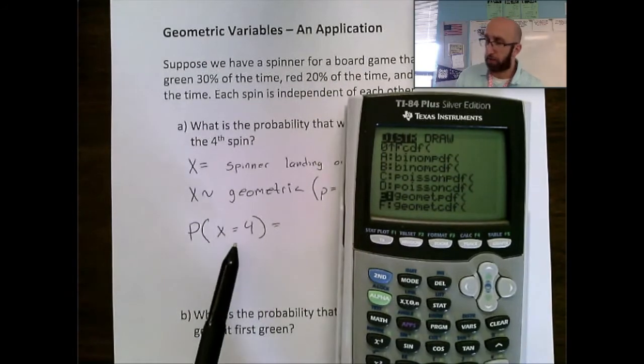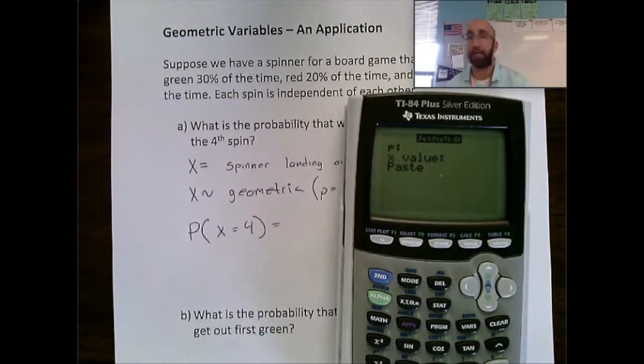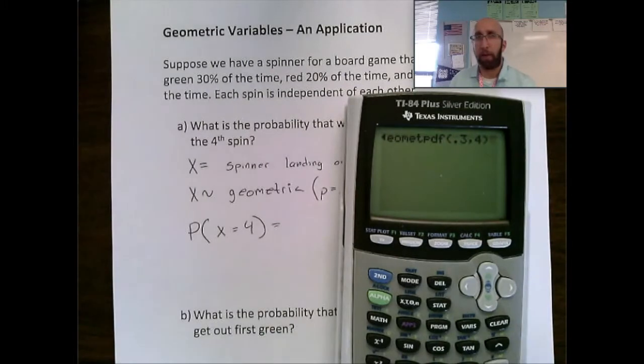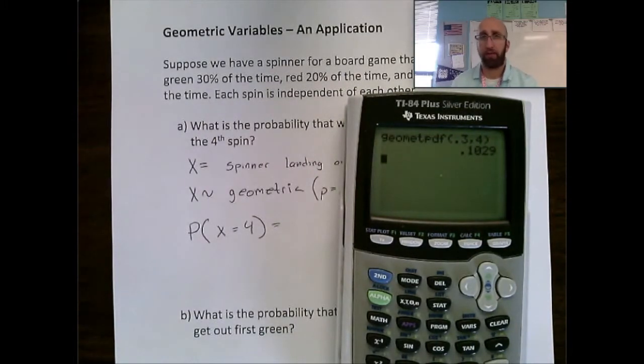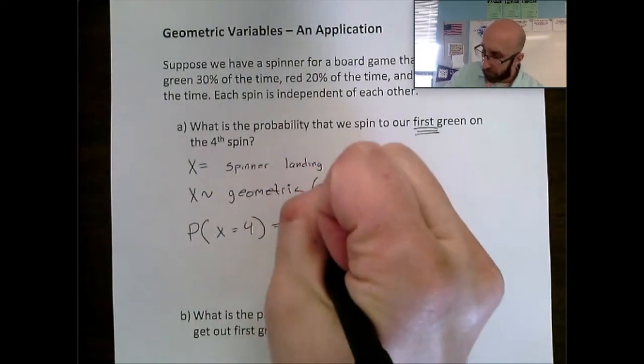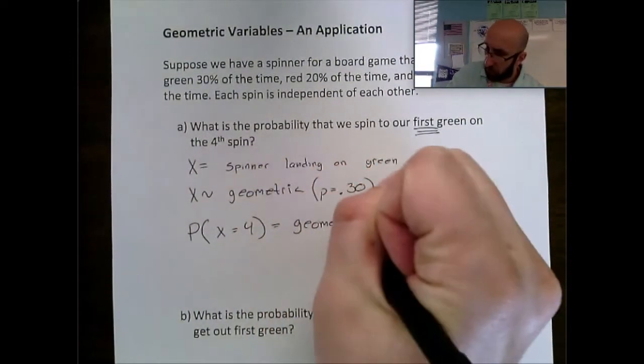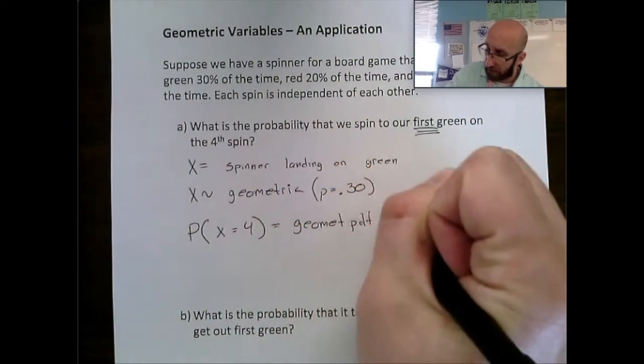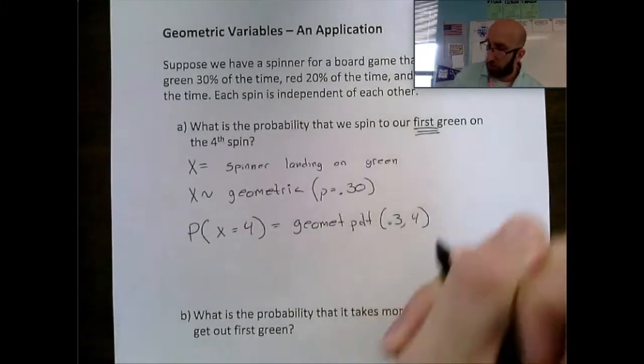Since I'm trying to find the probability that x equals 4, that is a PDF. So we just need to enter in our information. Probability of success is 0.3. The x value is 4. And what I'm going to do is write this down on my paper as well as my answer of 0.1029. That's going to allow me to show and illustrate my work that I know what's going on here. So we did a geometric PDF 0.3 comma 4.